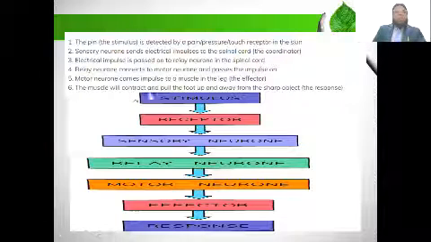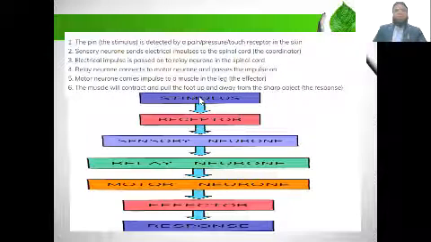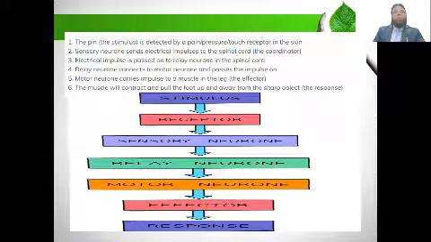The muscles will contract and pull the foot up and away from the sharp object. This is called a response. So this is a series, or these are the steps by which the electrical impulses are moving, okay, and due to which the response is given.